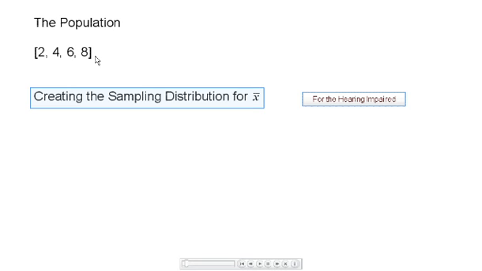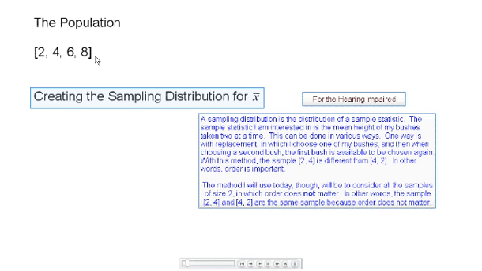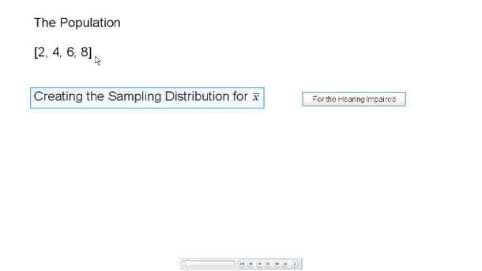A sampling distribution is the distribution of a sample statistic. The sample statistic I am interested in is the mean height of my bushes taken 2 at a time. This can be done in various ways.